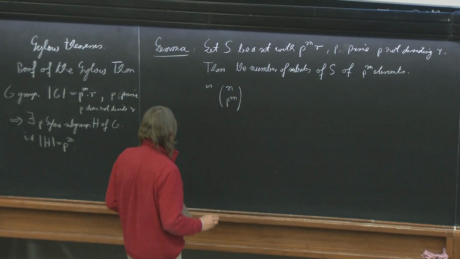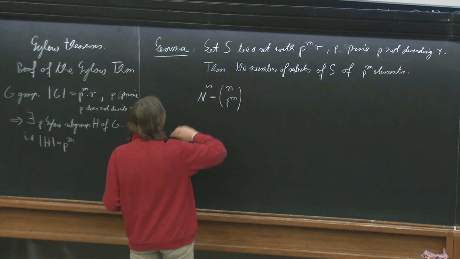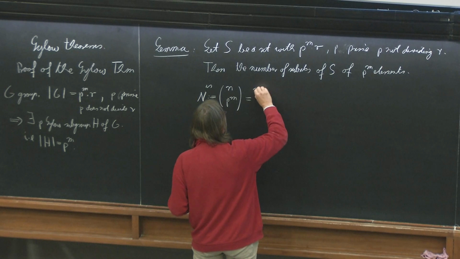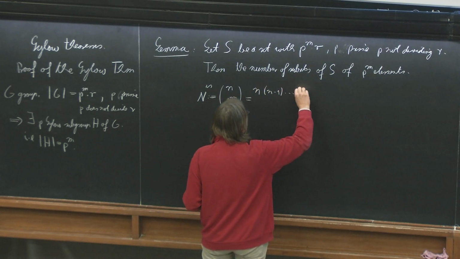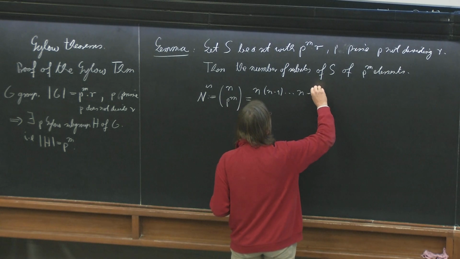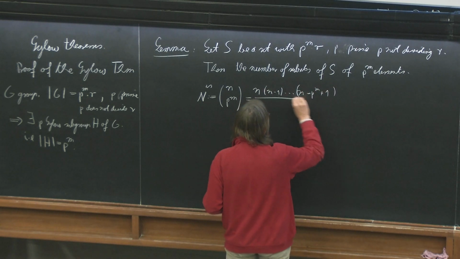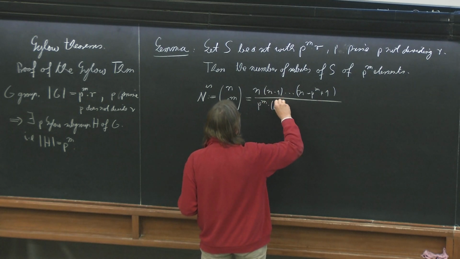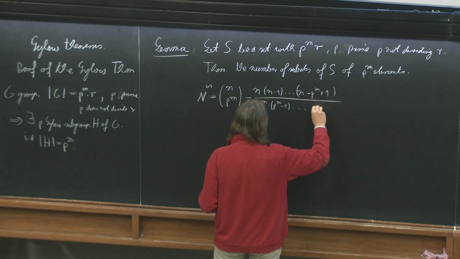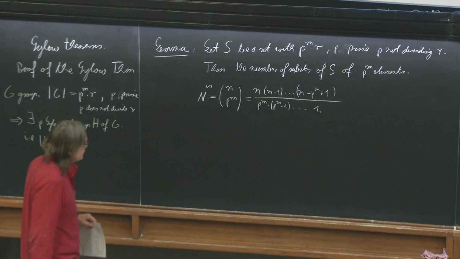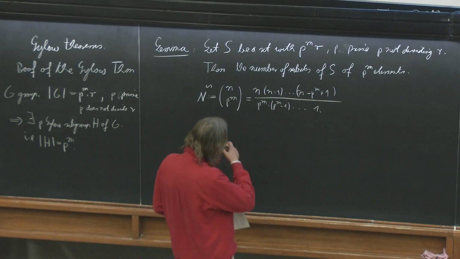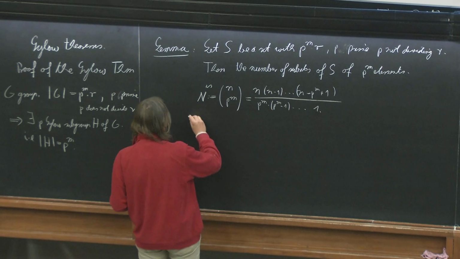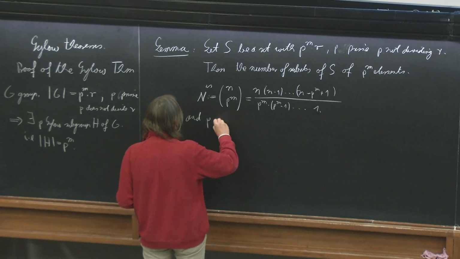In different countries, there are different conventions, so I also abbreviate it as n over p^m. And to remind you of the notation, this is just n times (n minus 1) and so on, times (n minus p^m plus 1), divided by p^m times (p^m minus 1) and so on, until you reach 1. Same number of factors above and below. So this is the standard binomial coefficient. And furthermore, p does not divide it.